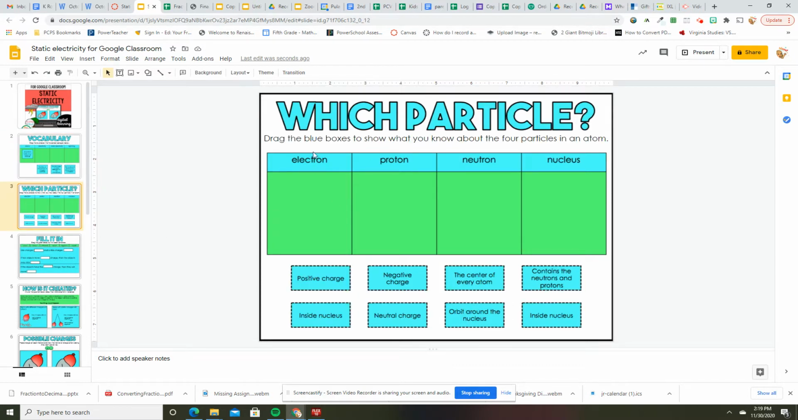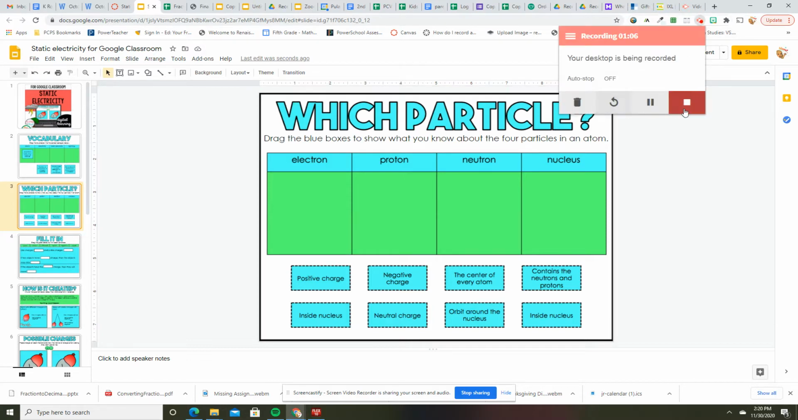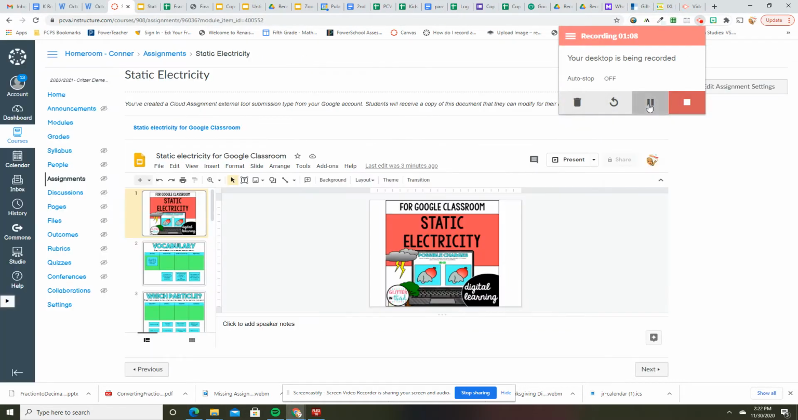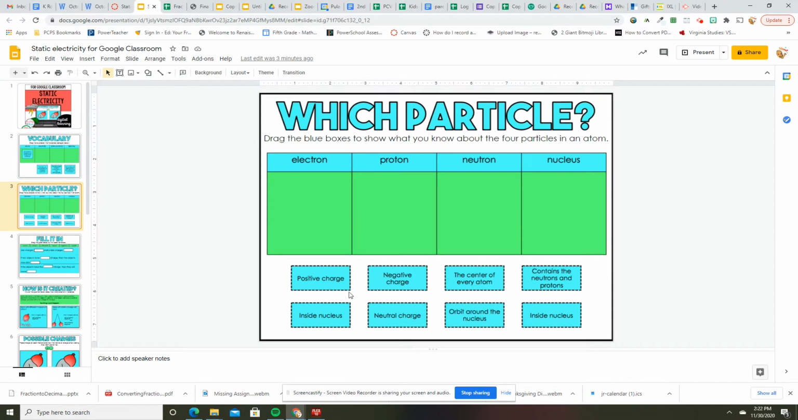So a particle, you've got electron, proton, neutron, nucleus. So these you just need to put, actually, let's work on these together. So that way you can, okay. Whoa, what did I do? There it goes. All right, so we're going to do these together.